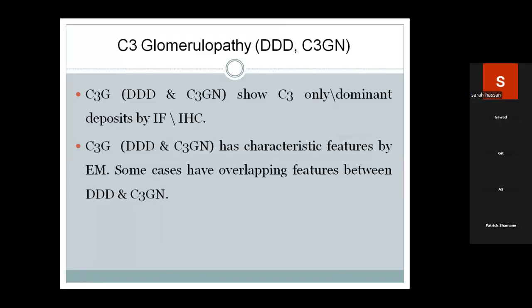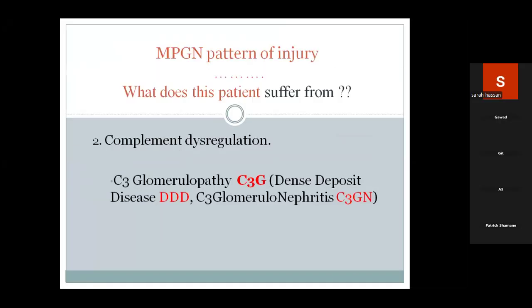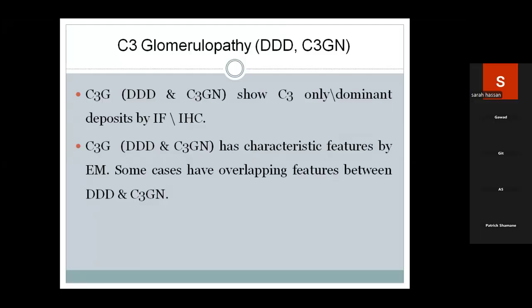So, complement dysregulation could be another cause. C3 glomerulopathies, dense deposit disease, or C3GN shows C3 only or dominant. So we can have IgG as well with C3, but C3 will be more dominant. Both dense deposit disease and C3GN have overlapping features together.